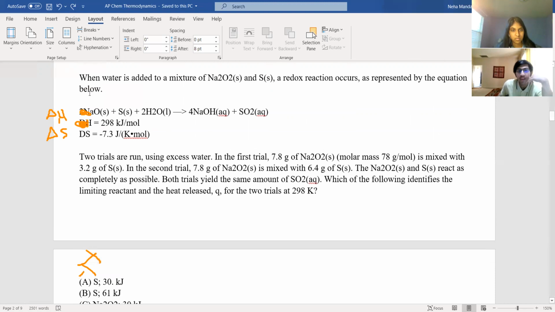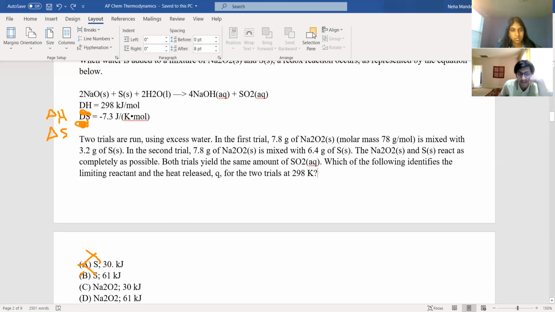So we have to use Na2O2 because it's the limiting reactant. Since we have 7.8 grams, convert that into 0.1 moles. It gave us a molar mass. Where is it? It's in the problem. Oh, 78 grams per mole, so we have 0.1 moles.